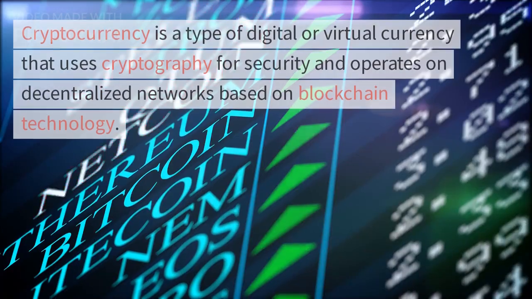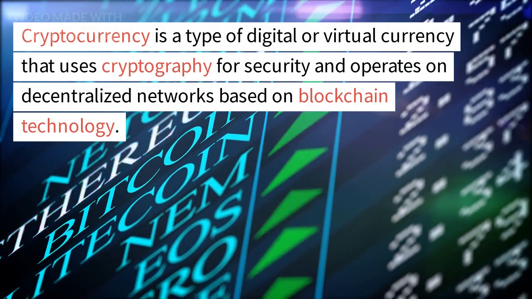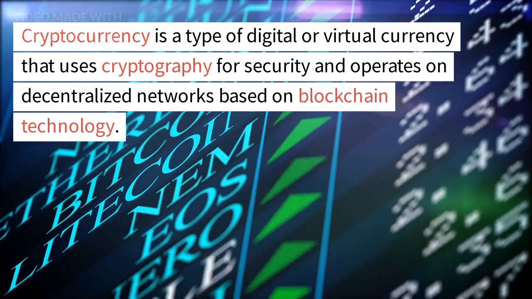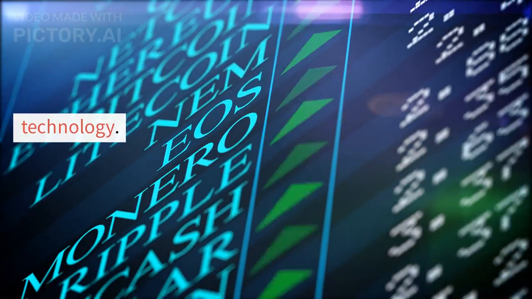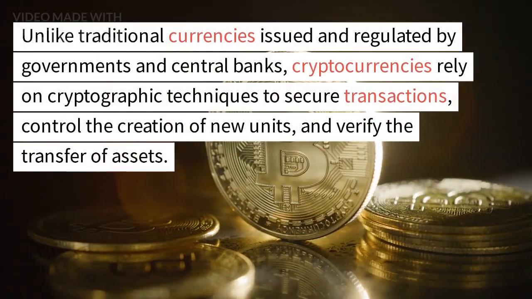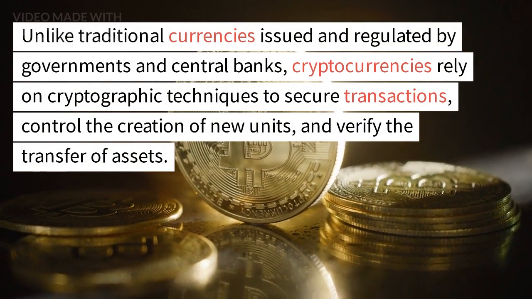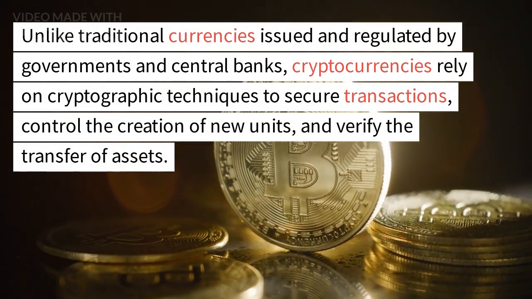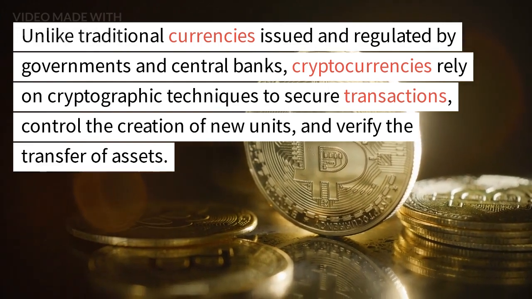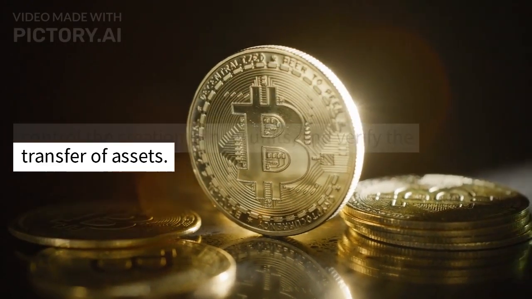Cryptocurrency. Cryptocurrency is a type of digital or virtual currency that uses cryptography for security and operates on decentralized networks based on blockchain technology. Unlike traditional currencies issued and regulated by governments and central banks, cryptocurrencies rely on cryptographic techniques to secure transactions, control the creation of new units, and verify the transfer of assets.